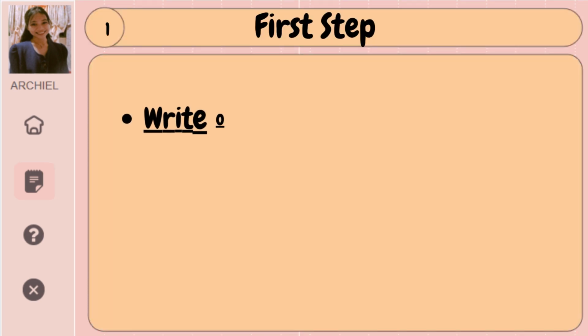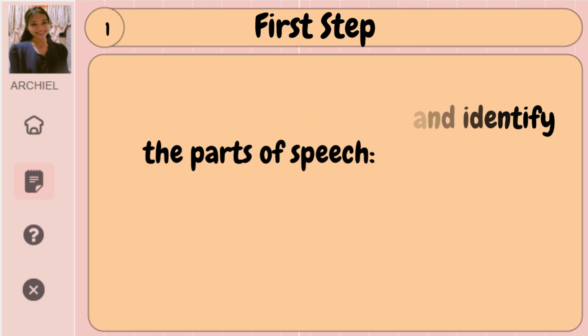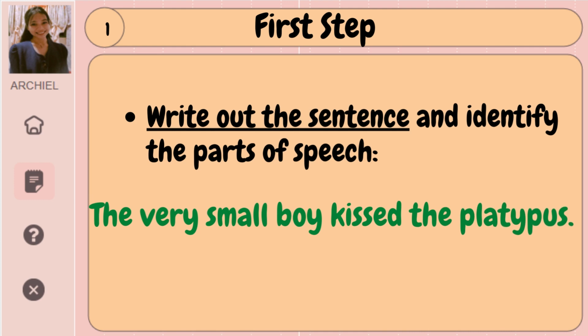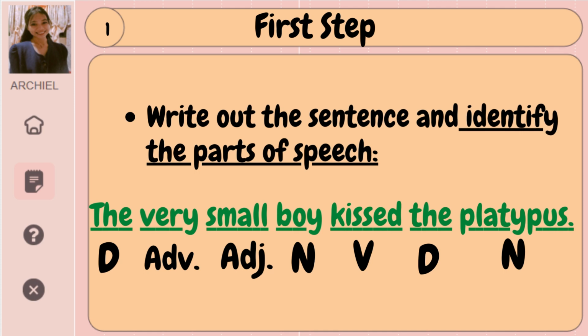So the first step: write out the sentence and identify the parts of speech. So we have: the very small boy kiss the platypus. And now, identify the parts of speech. The, it is a determiner. Very, it is an adverb. Small, adjective. Boy, noun. Kiss, verb. The, determiner. And platypus, noun.